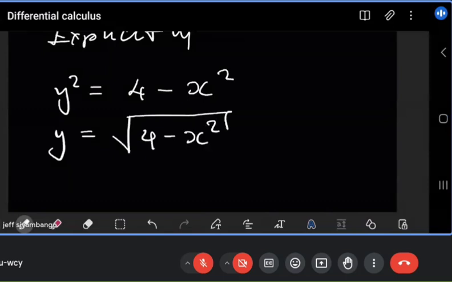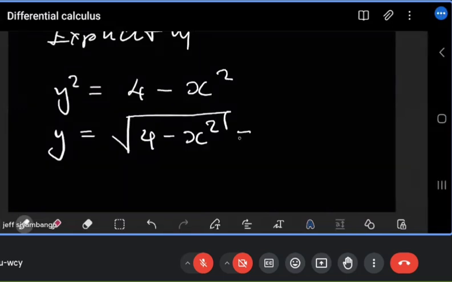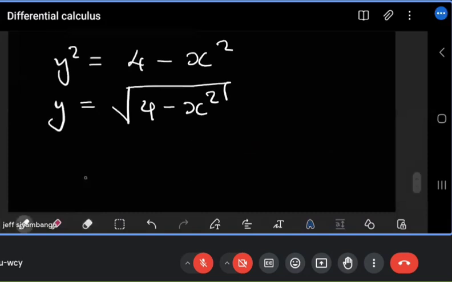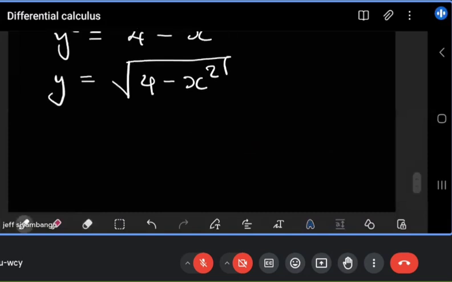Now, I just wanted to mention that this is not the same as the square root of 4 minus the square root of x squared. I've seen students tend to make this mistake. The two are not the same. So because of that, we'll leave it the way it is. But to differentiate this, it will be important for us to write the square root as a power.